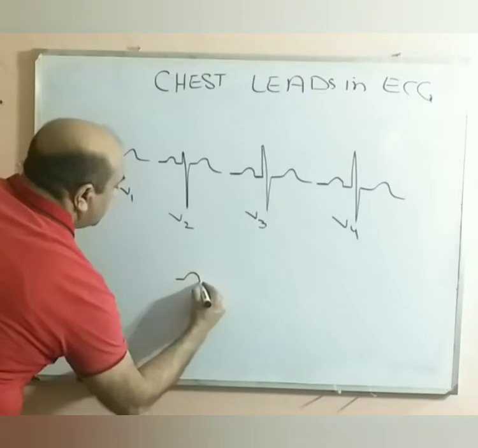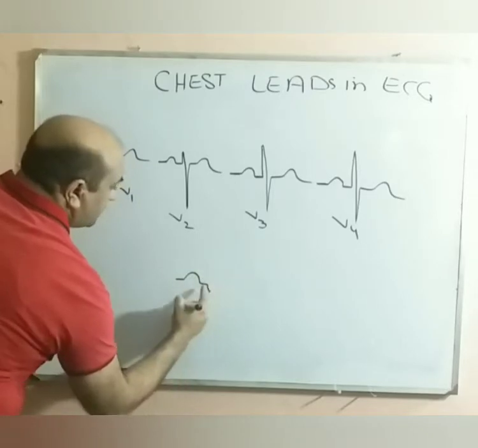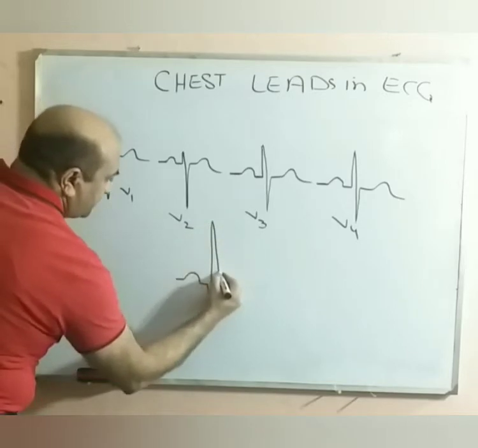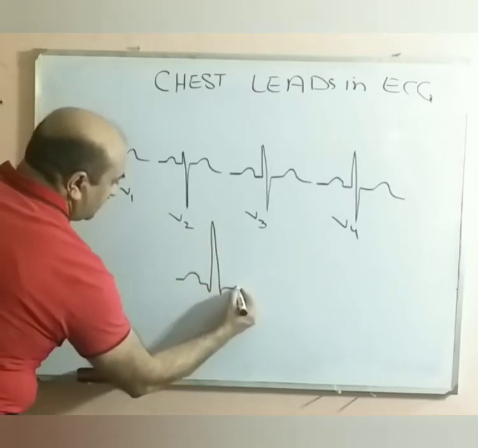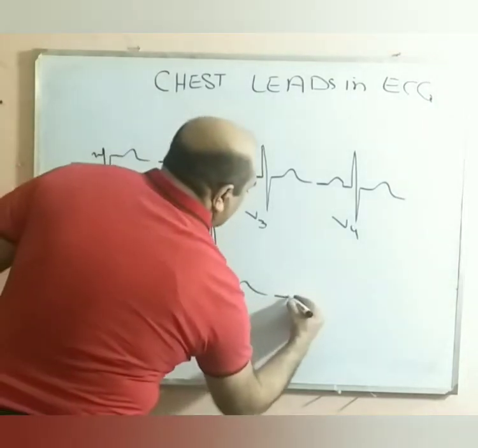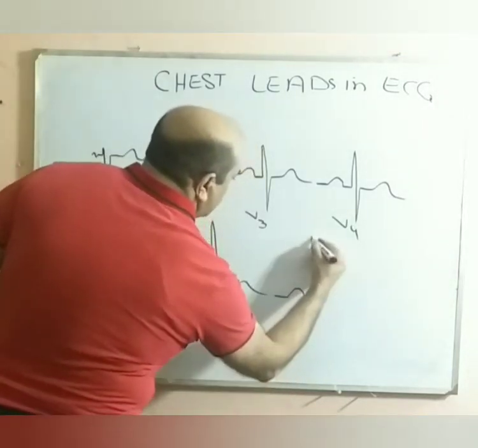Now we go to V5. A first downward deflection Q, a tall R wave and a very small S wave. This is purely positive lead V5, and then comes V6.